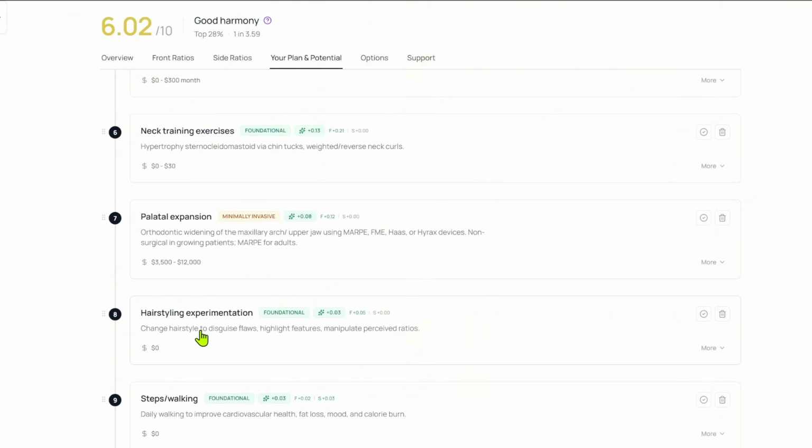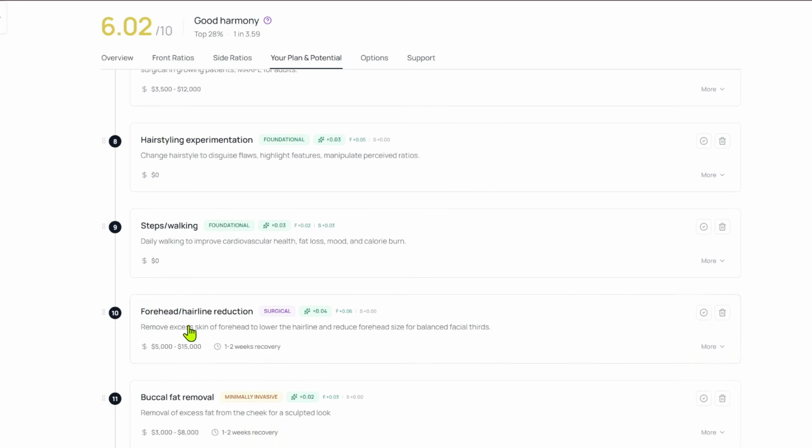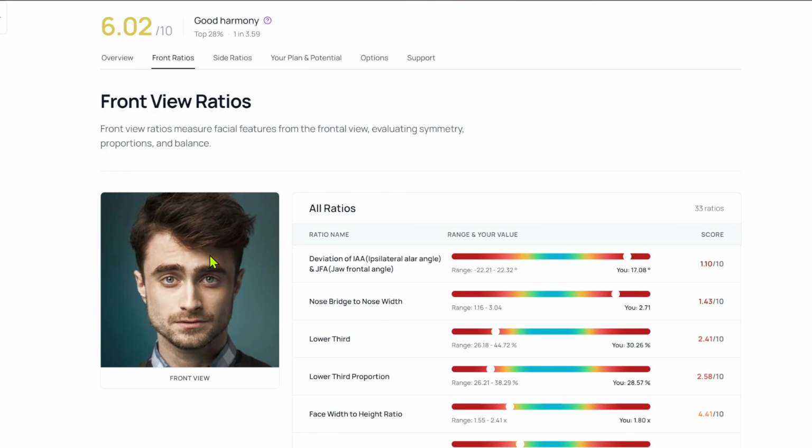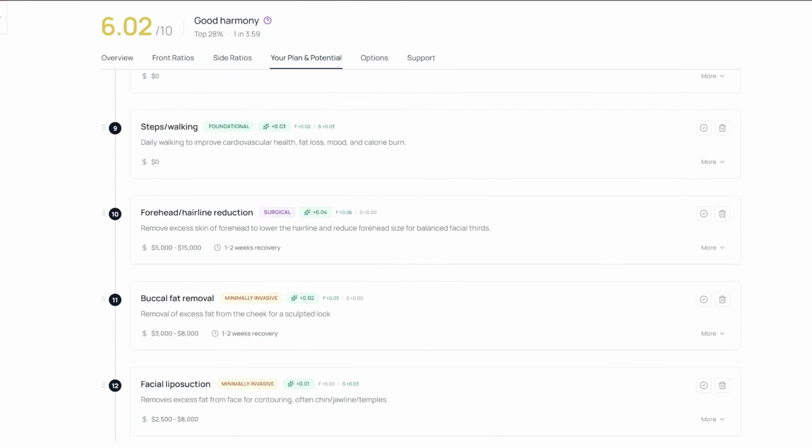The hairstyling experimentation, this is a huge one. This is foundational. And then the step/walking is another recommendation. His hairstyling experimentation: change hairstyle to disguise flaws, highlight features, manipulate perceived ratios. Obviously, his hairstyle looks absolutely foul. It's very bad. His face kind of poofs out like a bun or like a little loaf of challah bread or something. It's not good at all. He's been carrying this around for a couple of years now. I don't know what it's trying to compensate for. It's really not good. You should just let it grow out instead of shaving the sides.